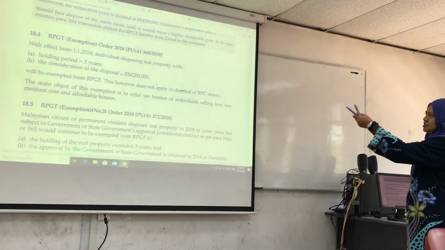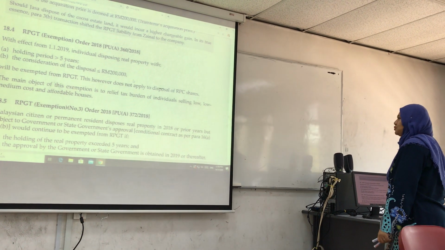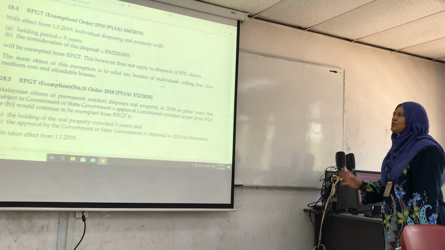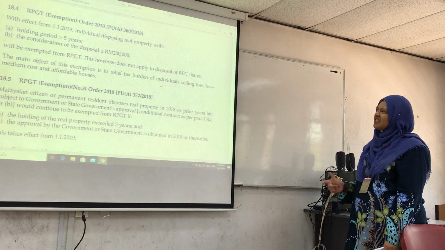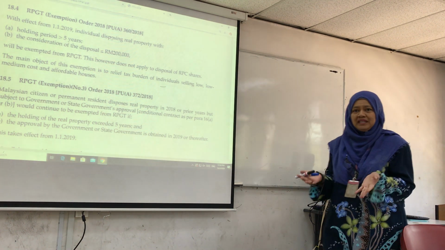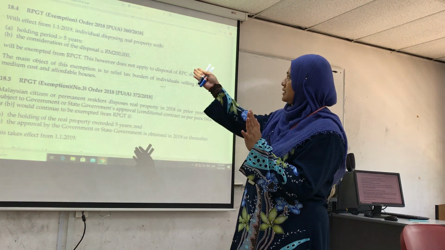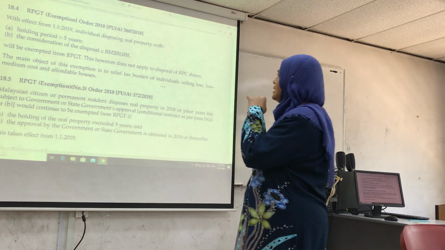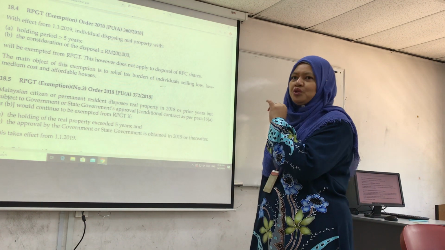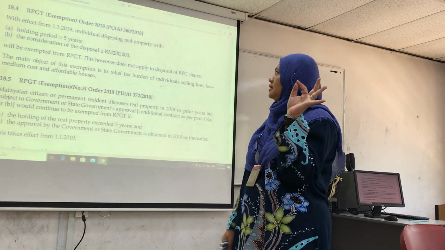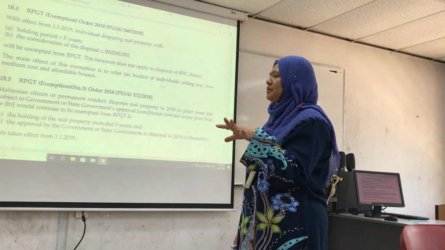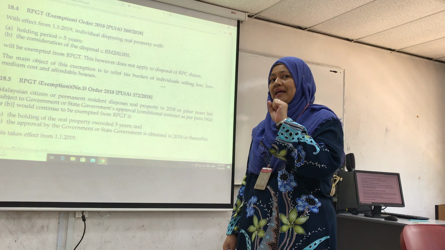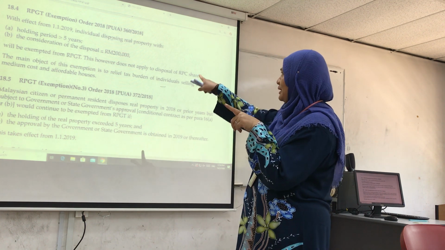This one is very new, effective from 1st January 2019. An individual disposing of real property with a holding period of more than 5 years, but the consideration is less than 200,000, meaning you dispose of the property after 1st January 2019, you're talking about now, will be exempted. You don't have to pay anything, provided the property is held more than 5 years. Remember just now, more than 5 years, 5%? So now more than 5 years, zero. Exempted, provided that the disposal price is below 200,000.